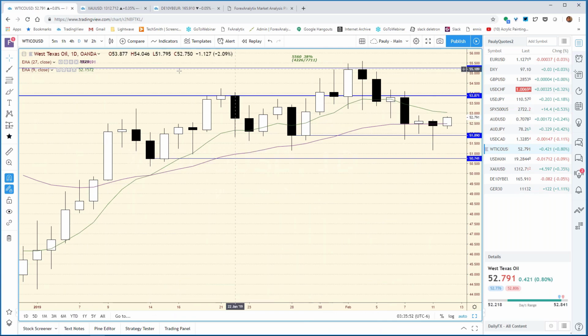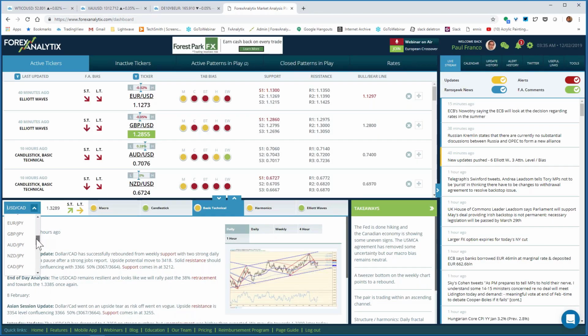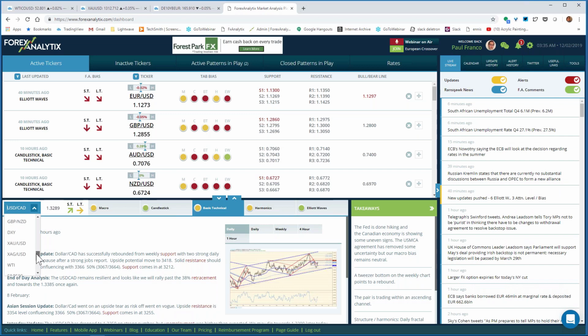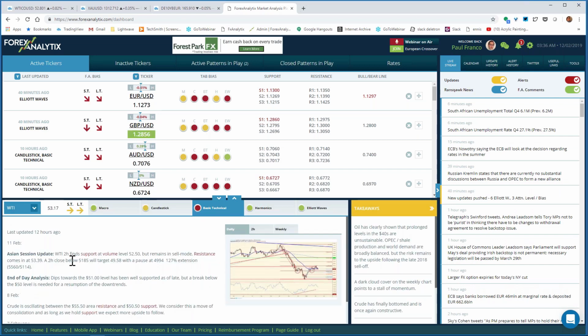You can see on the daily, got a little bit of a hammer. Let's go on and move into the Asian analysis on that. Once again, still hasn't changed anything. That's played out here until it changes. West Texas Intermediate, 2 hour, finds support at volume level 52.50, but remains in a sell mode. Resistance comes in at 55.39. A 2 hour close below 51.85.